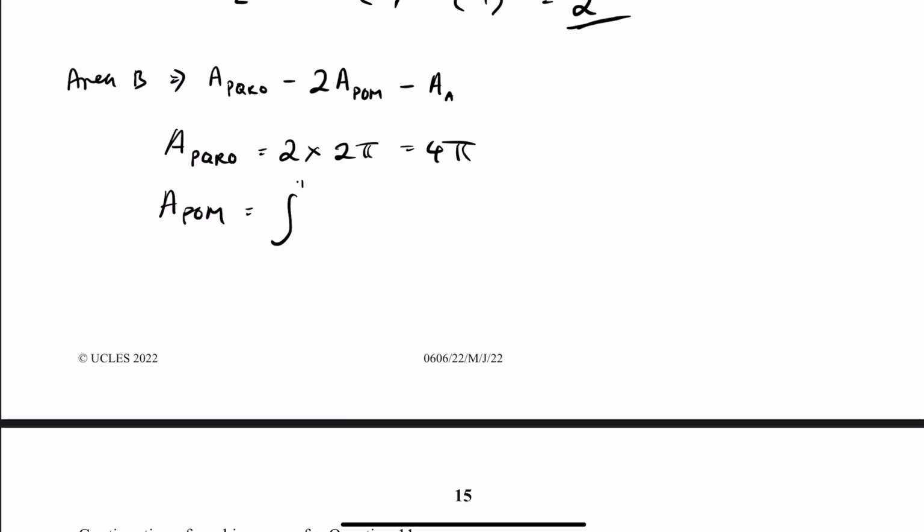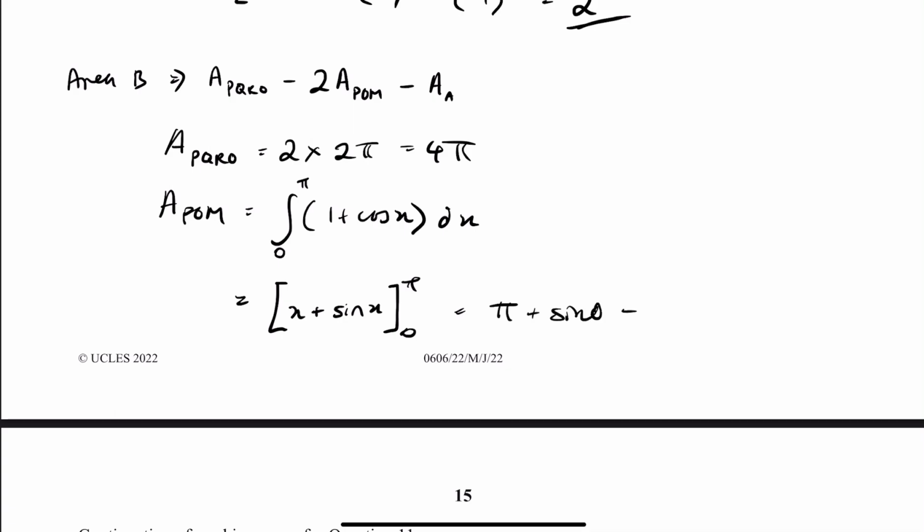That's equal to the integral from 0 to pi of 1 plus cos x dx. And when you integrate that, you get x plus sine x with bounds pi and 0. And this just simplifies to pi plus sine pi minus 0 minus sine 0. And sine pi minus 0 minus sine 0 is just 0. So this just becomes pi.